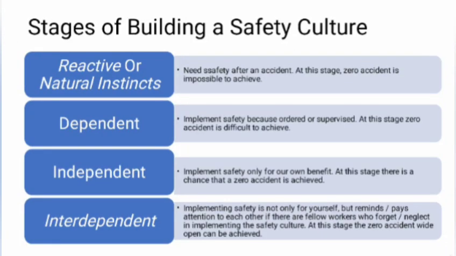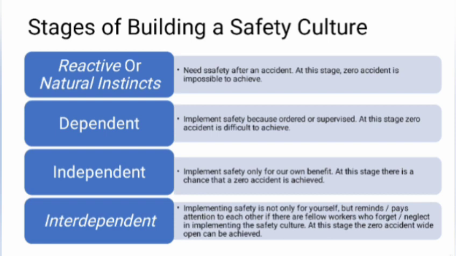Stage of building a safety culture. Number 1. Reactive or natural instinct. Need safety after an accident. At this stage, zero accident is impossible to achieve. Number 2. Dependent. Implement safety because ordered or supervised. At this stage, zero accident is difficult to achieve.